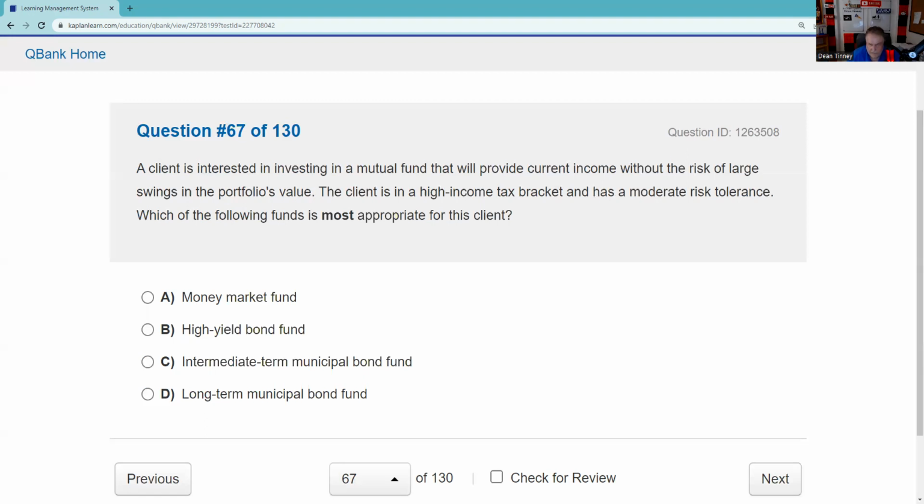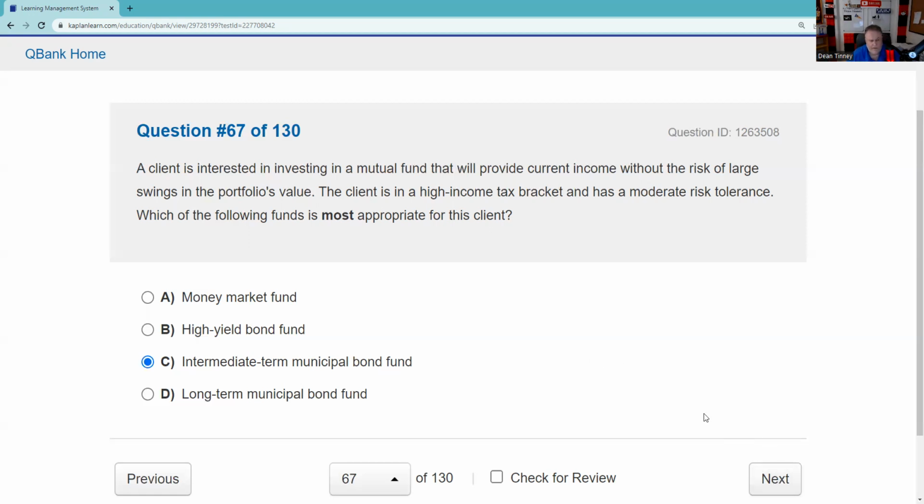Which of the following would be appropriate? So we're going to toss out A and B, and now we got to decide long-term or intermediate. It says without large swings, and you should definitely know that longer-term bonds are more volatile than shorter-term bonds. So because it says large swings, volatility, I'm going to go for the intermediate bond fund because that's going to have lower volatility in terms of the underlying bonds in the portfolio.